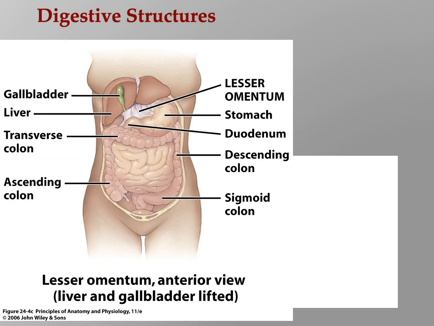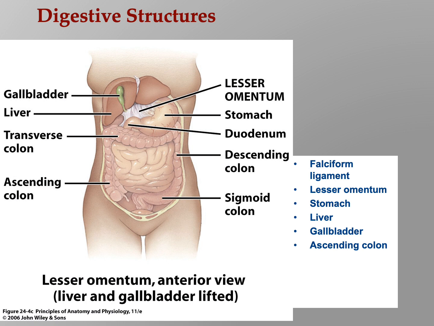Here, another view showing some more of these structures. They have now removed the greater omentum. You can see the falciform ligament. Notice now the lesser omentum. See how the stomach is connected to the liver via the lesser omentum. Okay? Stomach, liver, gallbladder, they should all be easy to see. Ascending colon, transverse colon, descending colon, sigmoid colon. You can actually see the vermiform appendix there. You can see the urinary bladder too, but we're not talking about that yet.